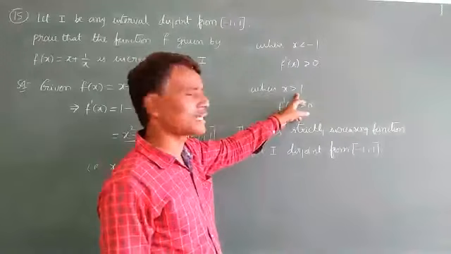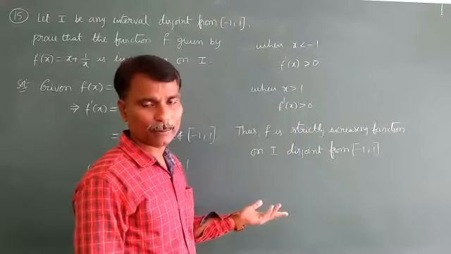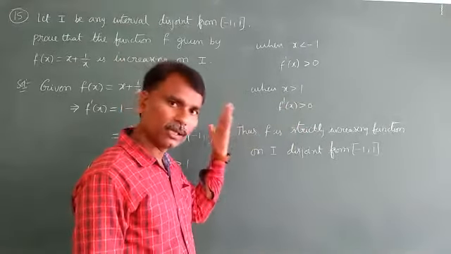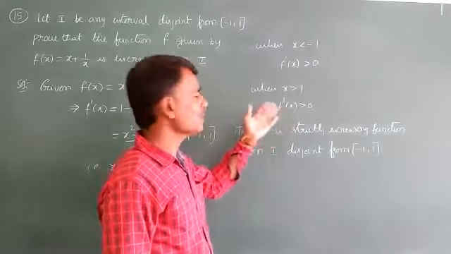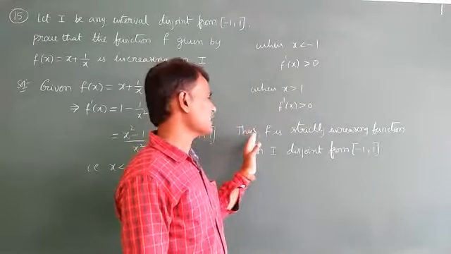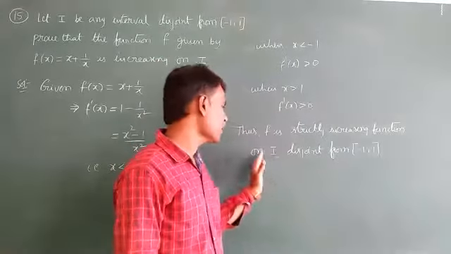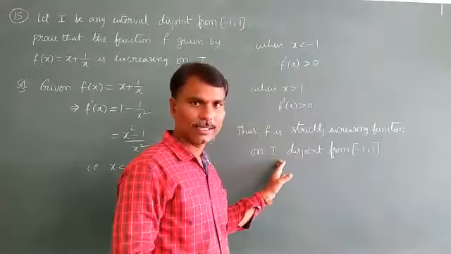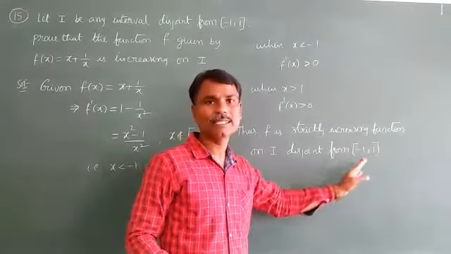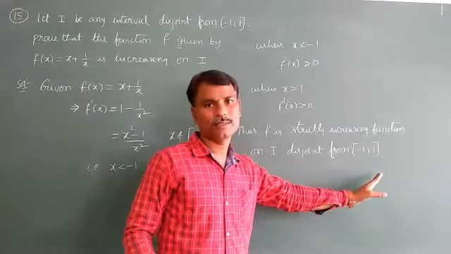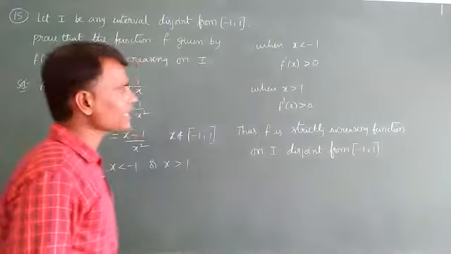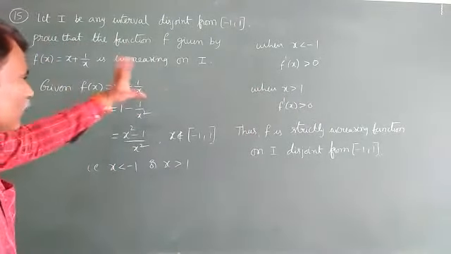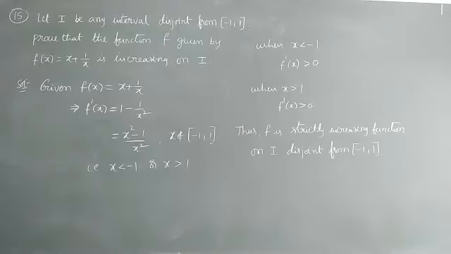In the same manner, x greater than 1 means obviously we are taking the positive value. The positive value square is also positive only. Again it will come positive. Both are positive. So what are we going to conclude? Thus f is a strictly increasing function on the integers disjoint from this interval. That means just eliminate this interval from the integers, then it is a strictly increasing function. This is the meaning of this problem.